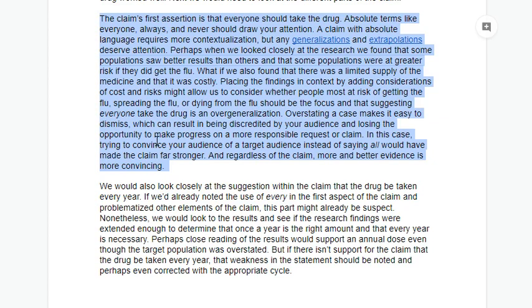Placing the findings in context by adding considerations of cost and risks might allow us to consider whether people most at risk of getting the flu, spreading the flu, or dying from the flu should be the focus, and that suggesting everyone take the drug is an overgeneralization. Overstating a claim makes it easy to dismiss, which can result in being discredited by your audience and losing the opportunity to make progress on a more responsible request or claim. In this case, trying to convince your audience of a target audience instead of saying all would have made the claim far stronger. And regardless of the claim, more and better evidence is more convincing.